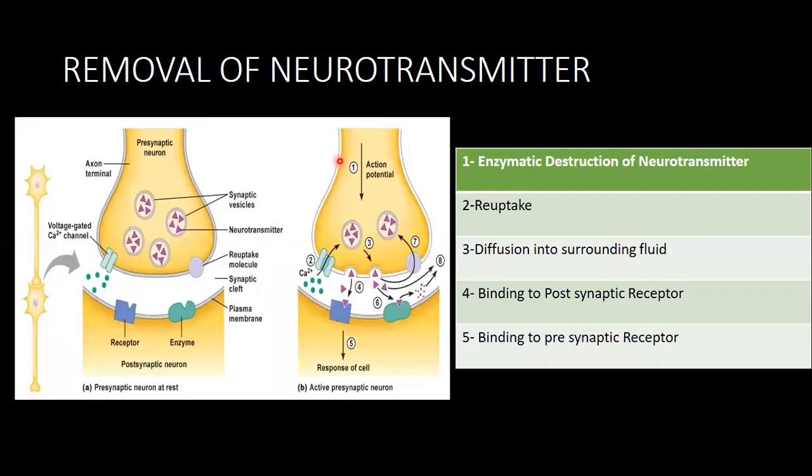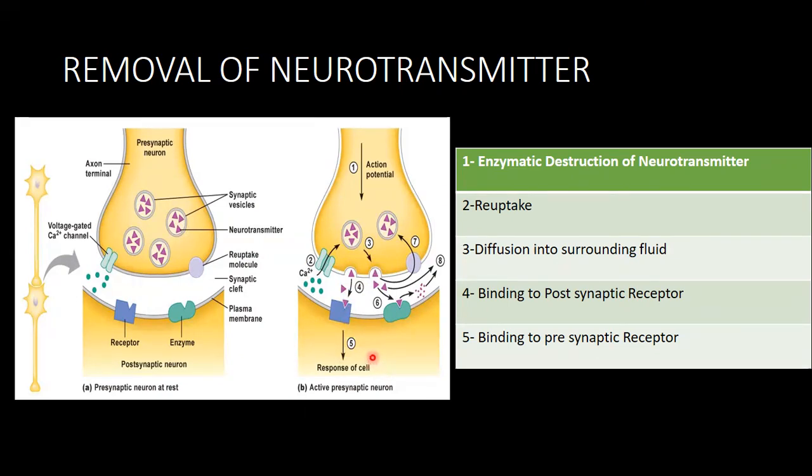Now we see how the neurotransmitter is removed from the synaptic cleft. We need to remove these neurotransmitters from the synaptic cleft. What happens first? As we know, there is stimulation of the postsynaptic receptor by the neurotransmitter. Neurotransmitters first stimulate these postsynaptic neurons. You see, this is the neurotransmitter, which comes here and then stimulates this postsynaptic receptor.